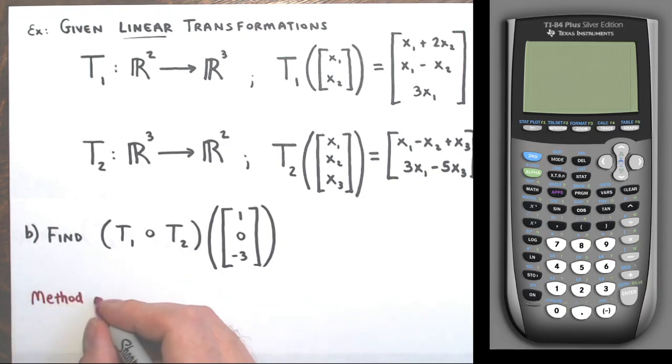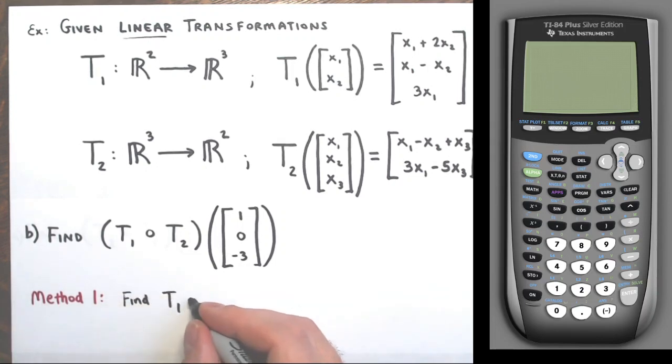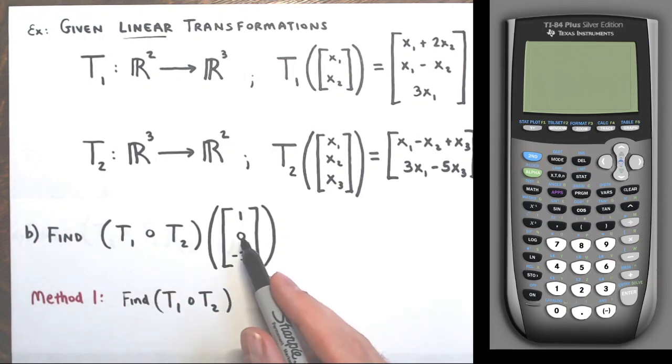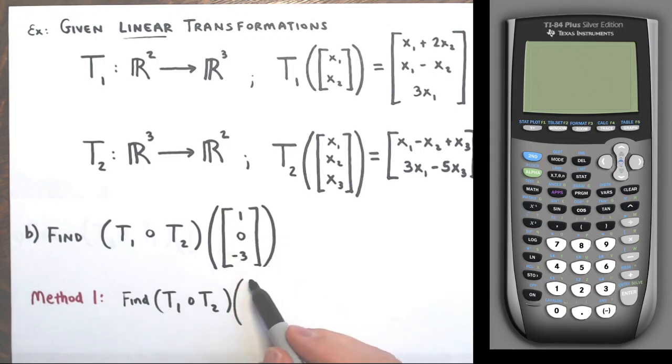Method 1. I'm going to find in general, instead of what's T1 composed with T2 at this specific vector from R3, just take any vector from R3, and then when we're done, I'm going to plug in 1 for x, 0 for y, and -3 for z. So again, you could use x1, x2, x3 if you want. I'm just using x, y, z, a, b, c, whatever. Just something with 3 components that represent any real number here.